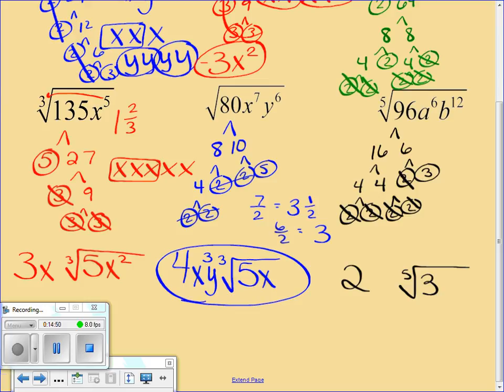Let's talk about our variables. So a is 6 over 5, which is 1 1/5. So how many come out? 1. How many stay in? 12 over 5, which is 2 and 2/5. So b squared. And how many b's inside? 2. B squared. Again, would you want to draw out 12 b's?